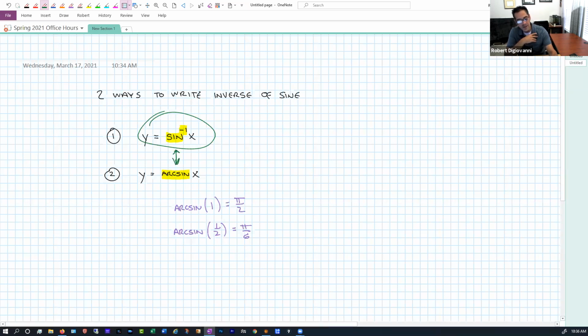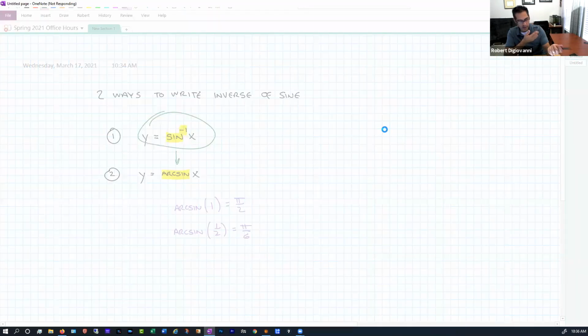Now, sometimes the arc sine is preferred only because students will make this mistake. Oh, look at that. It's not responding. What is going on? Wow. This could become a really big problem for me. I'm just going to have to stop.